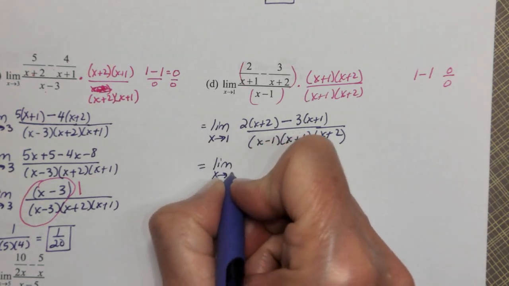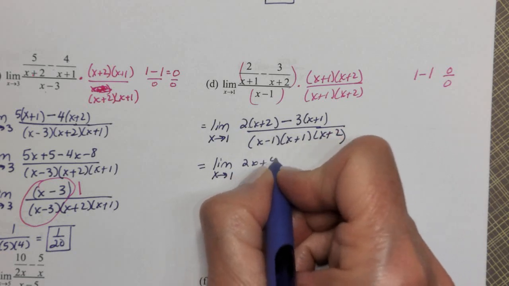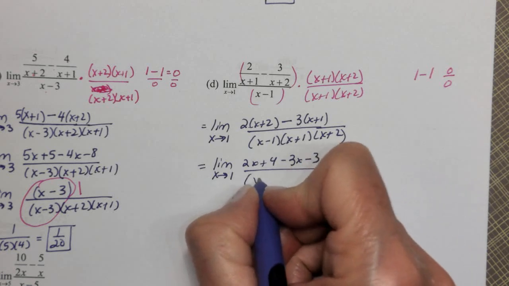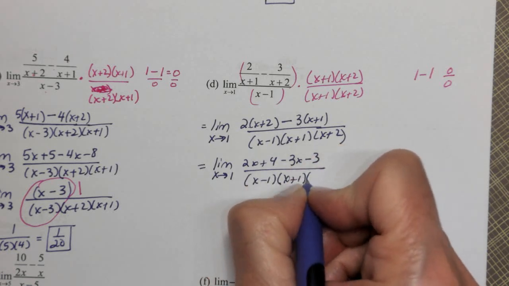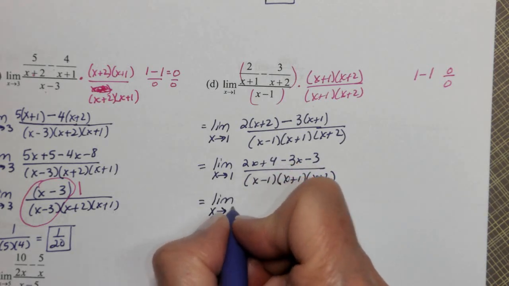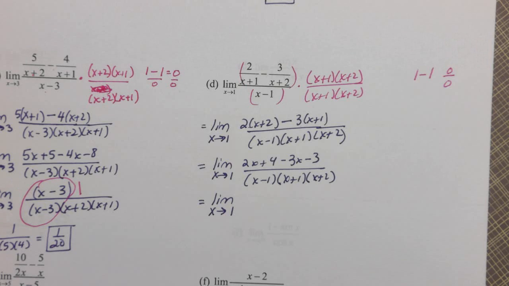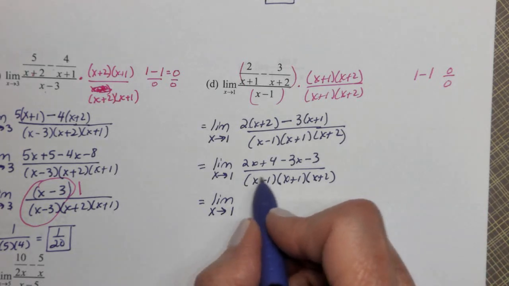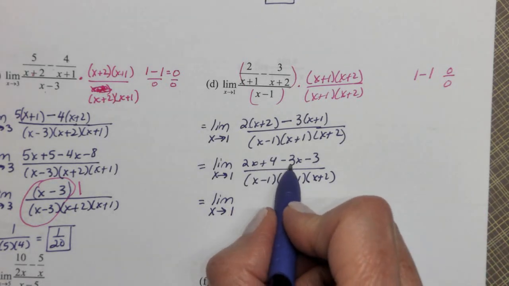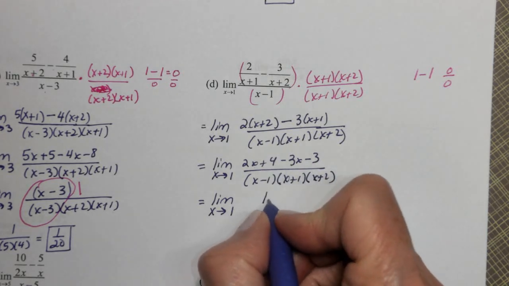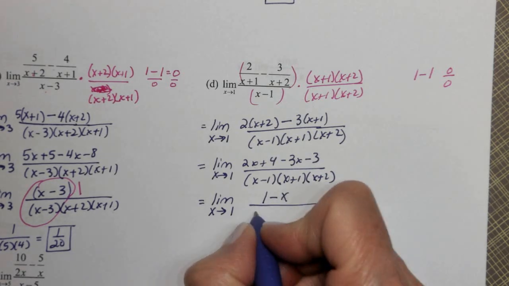Distribute your numerator. We'll have a 2x plus a 4 minus 3x minus 3. Keep rewriting your denominator. Keep rewriting your limit until you can plug in. Until you cancel your hole, keep rewriting your limit. Okay? Alright, let's see. 2x minus 3x is a negative x, right? 4 minus 3 is a 1, so this is a 1 minus x on top.